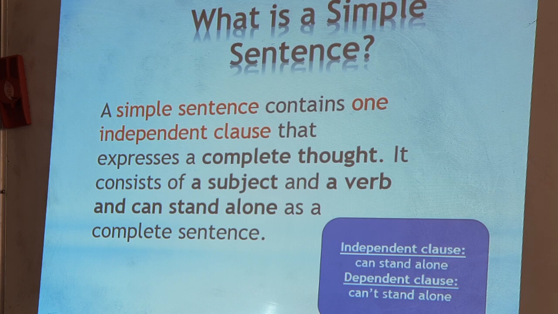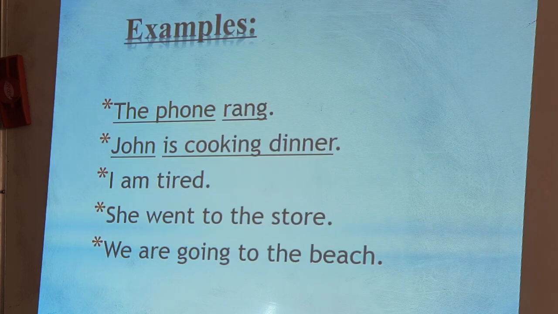So I repeat, a simple sentence contains one independent clause that expresses a complete thought. When I say a complete thought, it means a complete idea. It means that it is not ambiguous. It consists of a subject and a verb and can stand alone as a complete sentence. Examples. We have a couple of examples.